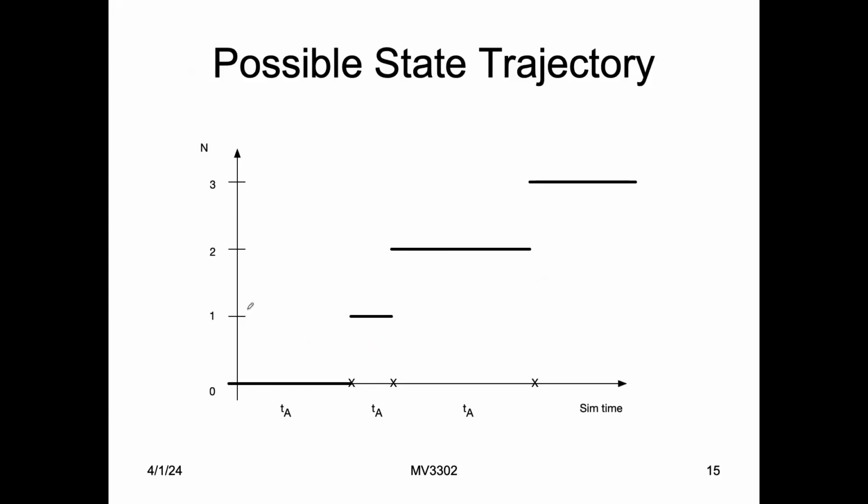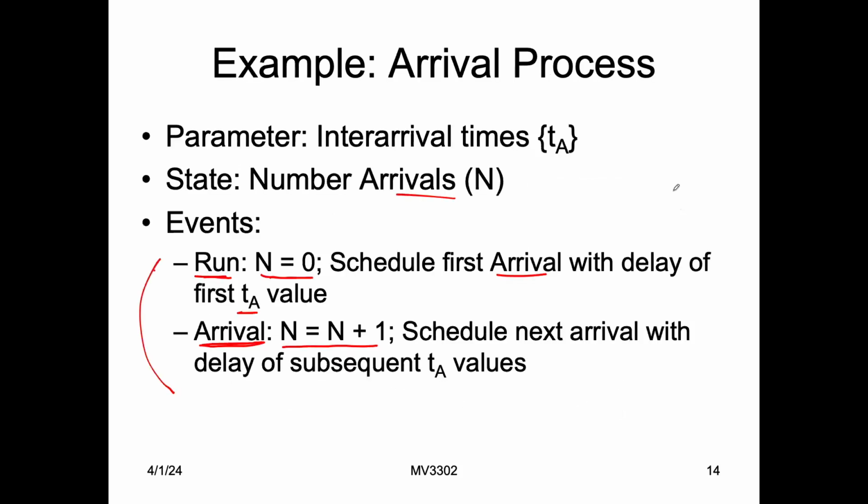So here's a possible state trajectory for this, where the state variable n, the number of arrivals, is only going to go up. It's never going to go down. It'll stay at 0 for a while till that first guy shows up. Then it's going to pop up to 1, and then pop up to 2, and then 3, et cetera. So the state trajectory for this model is going to be piecewise constant. But again, this is a simulation model in every sense of the word.